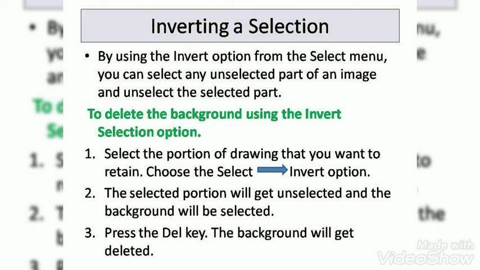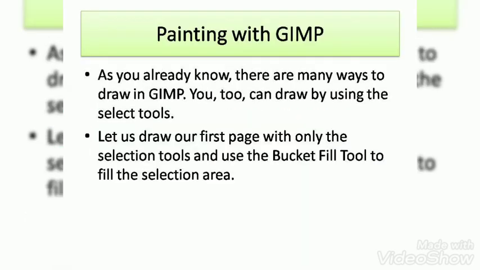How to delete a background using this? Let us see the steps. You have to select the drawing. Like I told you, you select the butterfly on the background. Then click on the invert option. What will happen? You selected the butterfly, but now it will get unselected. The background, the black area, will get selected. Just press the delete key. The background will get deleted, and only the butterfly will remain. So this is how we can use the invert option for changing the background.